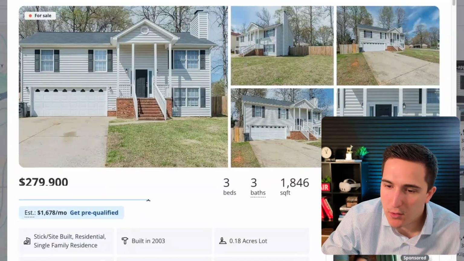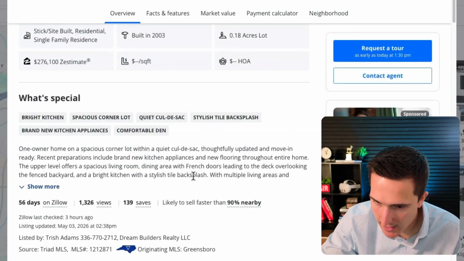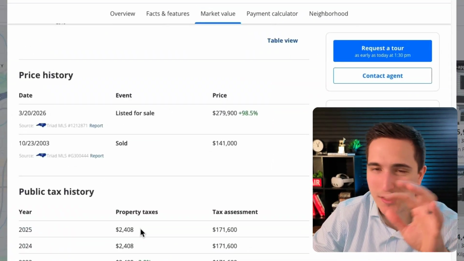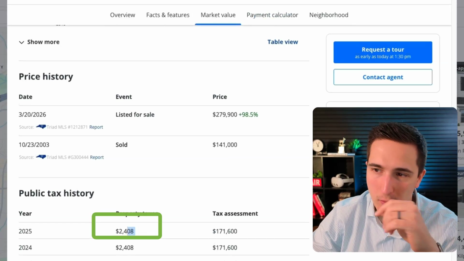Let's say you found a property in North Carolina here. We like this one that we're looking at now. Purchase price is $279, okay? Taxes, if we scroll down, again, I don't trust Zillow taxes, but for now, I'll just use it for the sake of time. I'm not saying they're always wrong. Most of the time, they're correct. So 2408 is the number that we're gonna use.